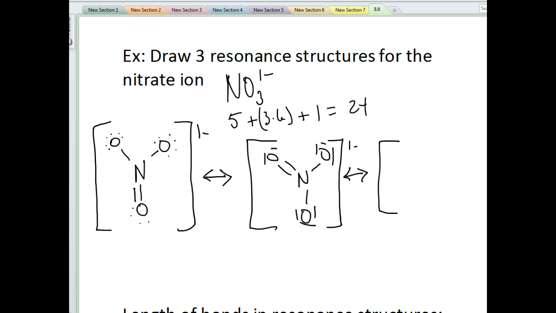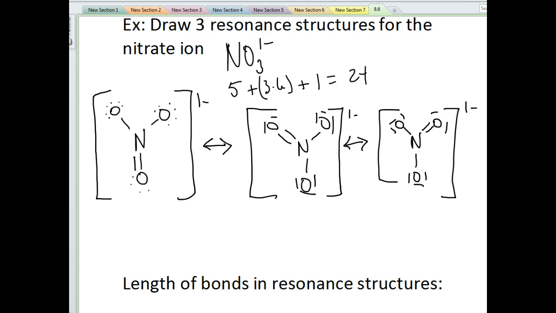And we could also draw this nitrate with a double bond going in this direction. Put our valence electrons in here. Each line again representing 2 valence electrons, just like that. And so now we have the 3 resonance structures of the nitrate ion drawn.